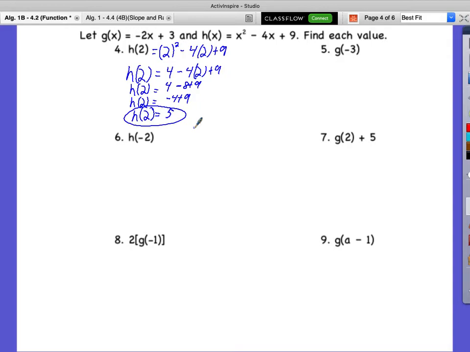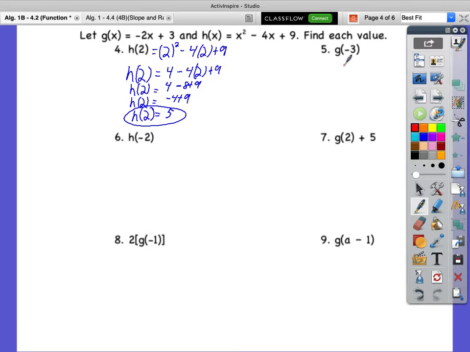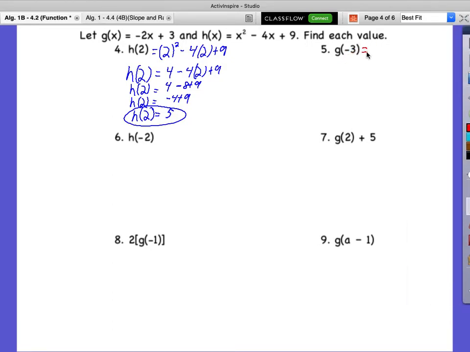So on 5, which function are we using? Are we using G or H there, Sierra? G, very good. How'd you know? Because it's a letter G. Can somebody help me set this one up? I got you. Okay, go ahead.